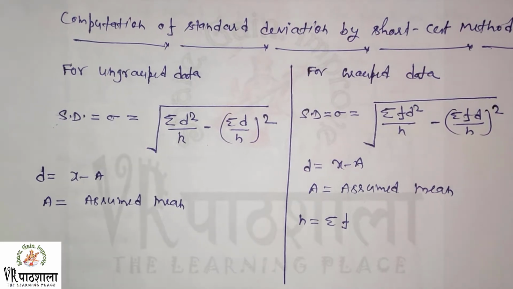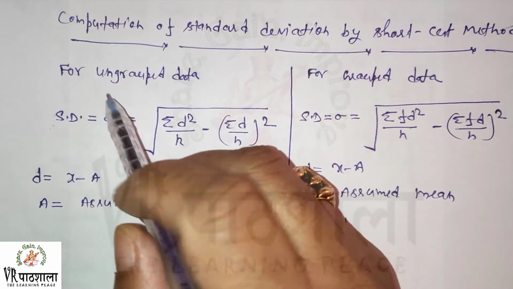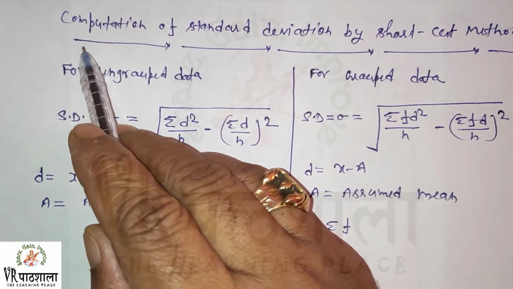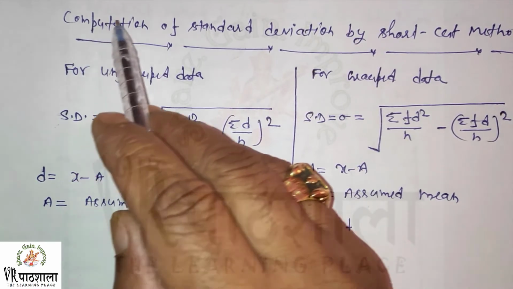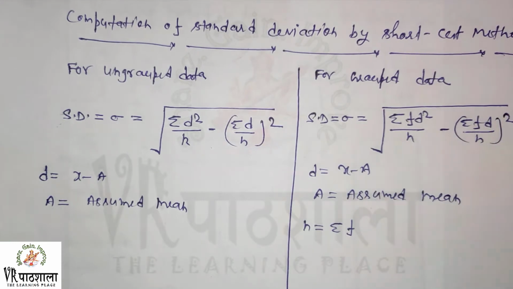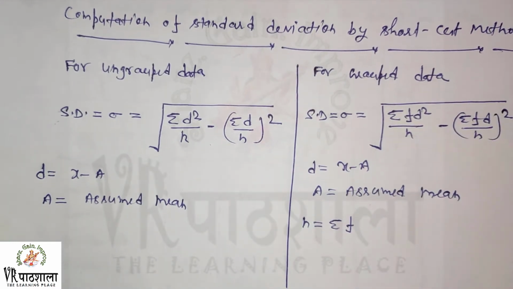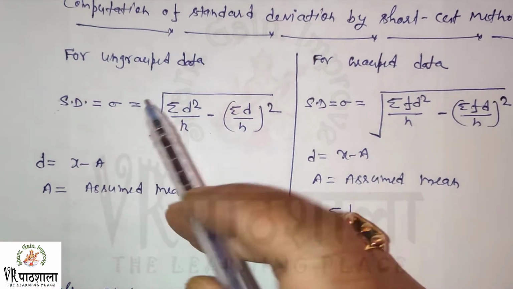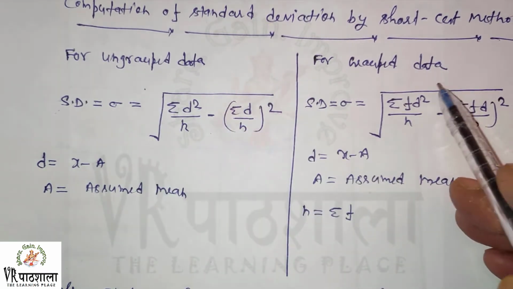Good morning, students. Today, in this lecture, we will discuss the computation of standard deviation by the shortcut method. We have two types of data: ungrouped data and grouped data.